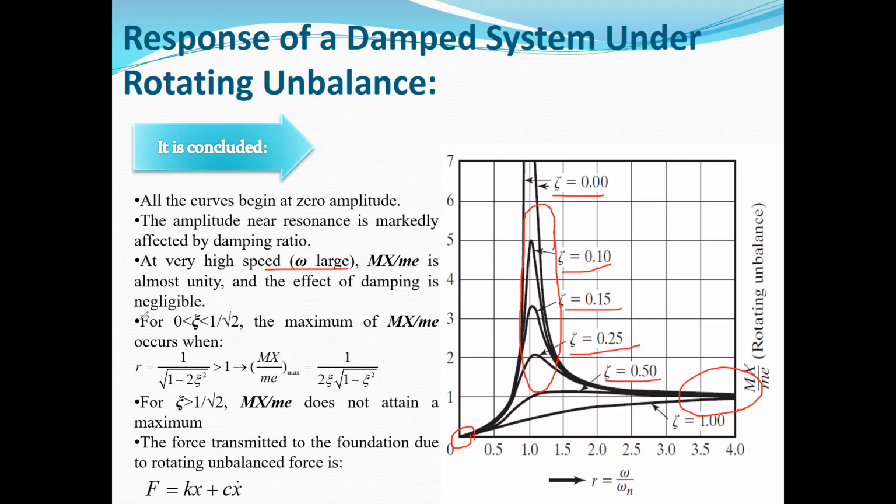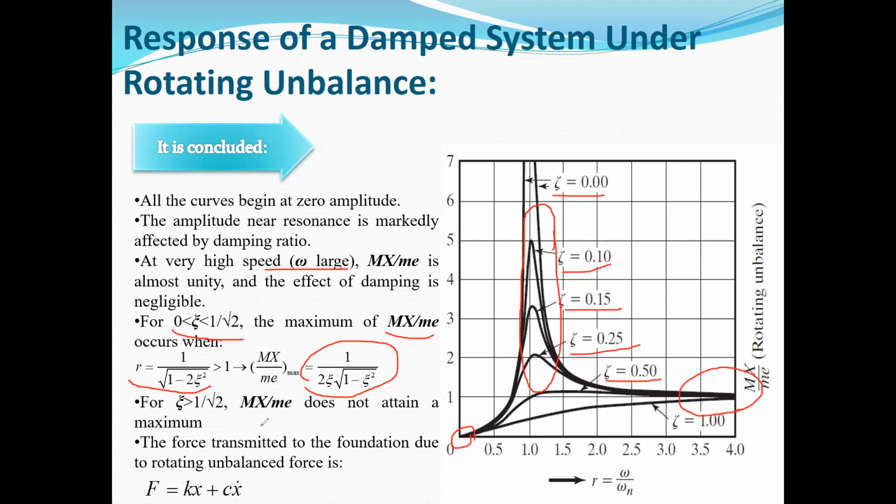And the next one, for psi between 0 and 1 over square root of 2, we can achieve a maximum value for the rotating unbalance, and it's equal to this value. Again, it's a function of damping ratio, and you can see that it's not a function of frequency ratio. Of course, it must be equal to this value. For a specific value of r, we can achieve the maximum value for the rotating unbalance.